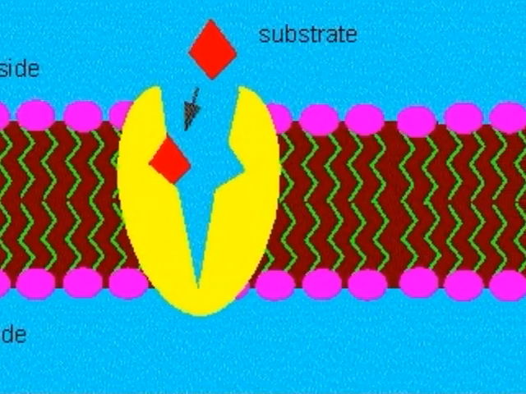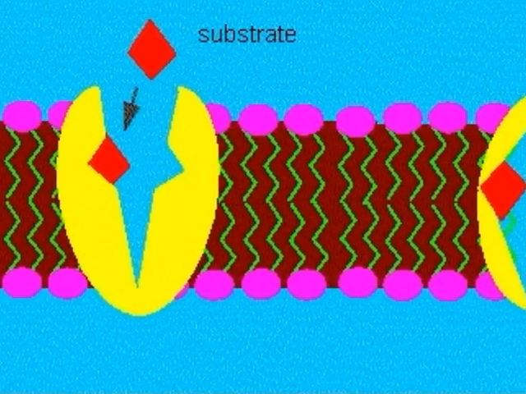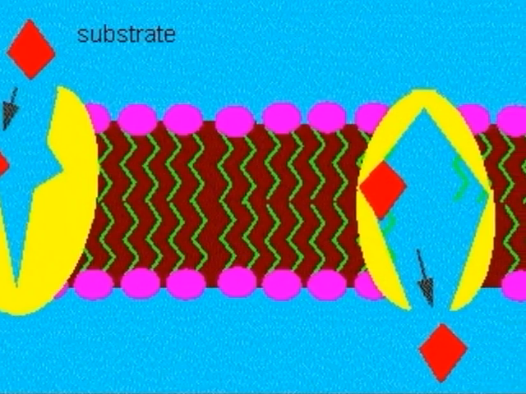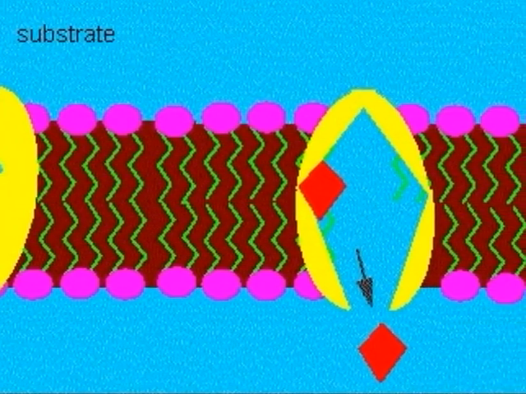Unlike passive transport, active transport requires energy from the cell. Active transport enables the cell to move a substance against its concentration gradient.